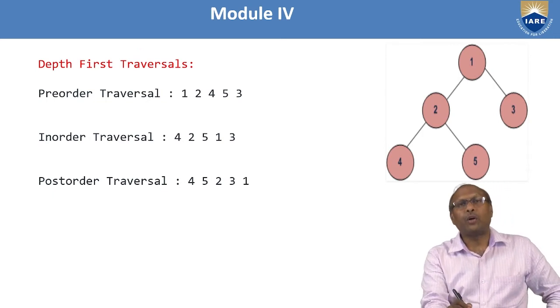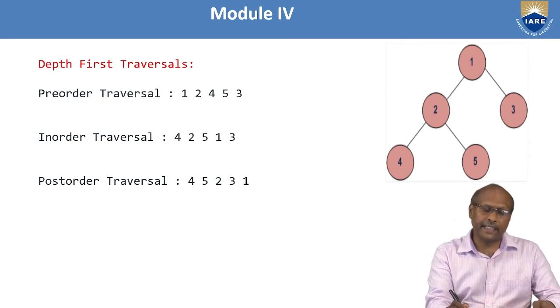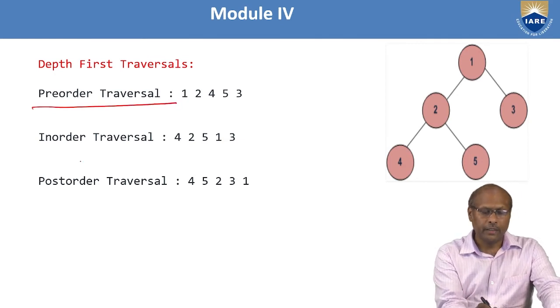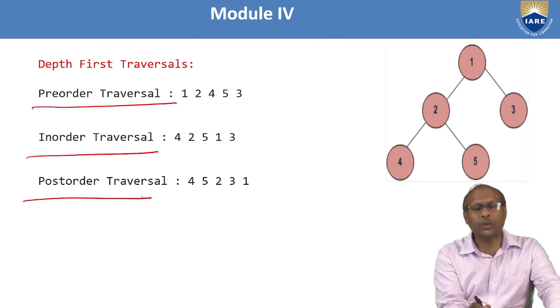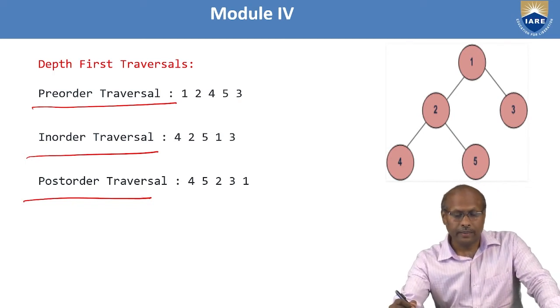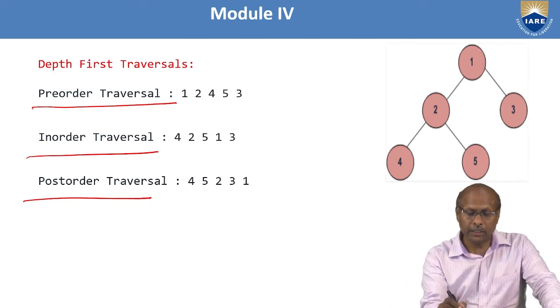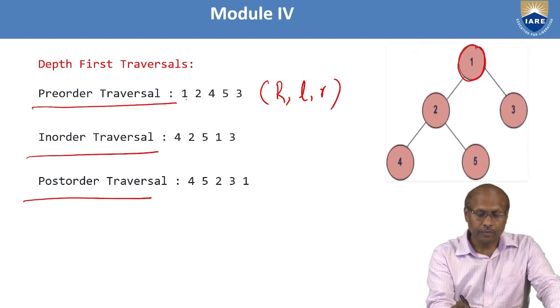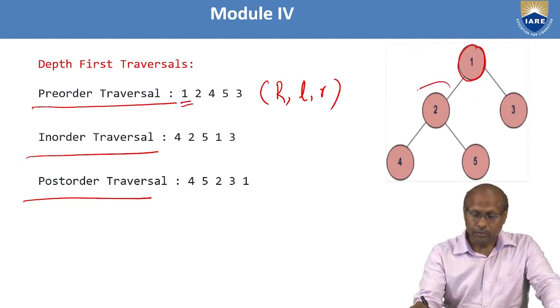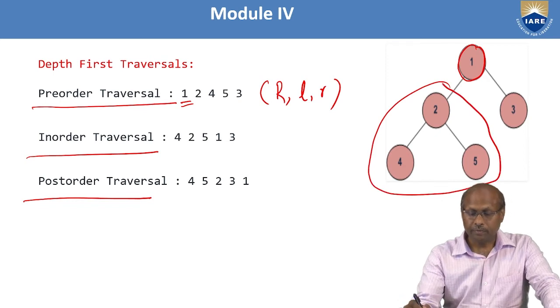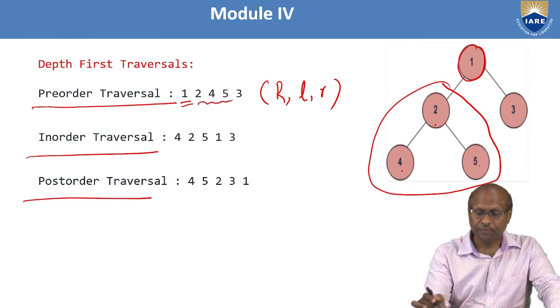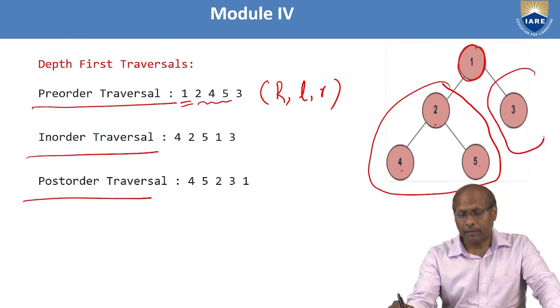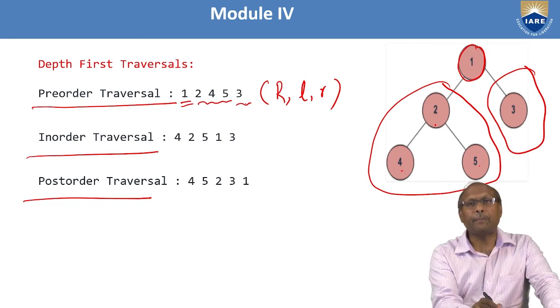what are the depth first traversals? How can you traverse? There are 3 standard techniques. You can use the pre-order traversal technique, in-order traversal, or post-order traversal. For this tree, if I follow pre-order, pre-order means first root, then left, and then right. So first root 1, then left, then after coming to this, again root 2, 4, 5, then right, so 3. So this is the pre-order traversal.